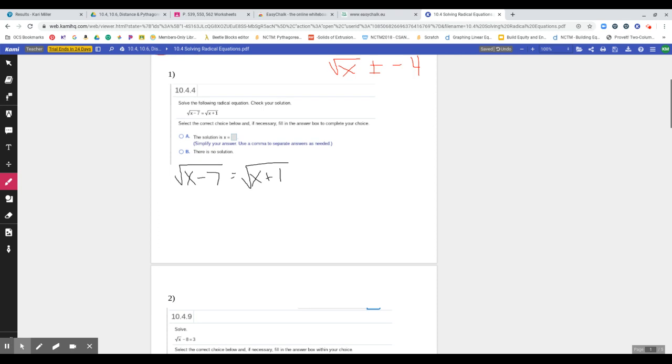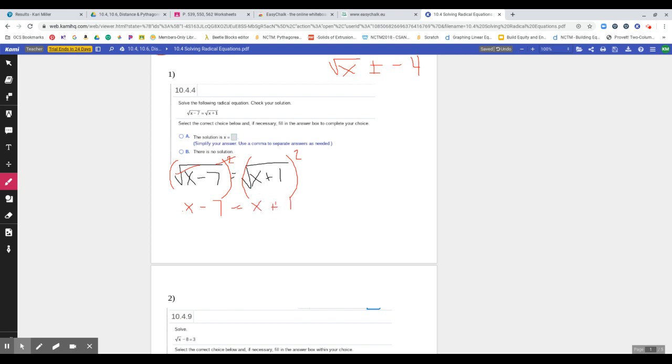Okay, so first example, solve the following radical equation. It says the square root of x minus 7 equals the square root of x plus 1. So we have a radical on each side of the equal sign. In this case, we're going to square both sides. When we square a square root, they basically cancel each other out. So the square root symbol and the squared symbol are gone. So now we just have x minus 7 equals x plus 1.